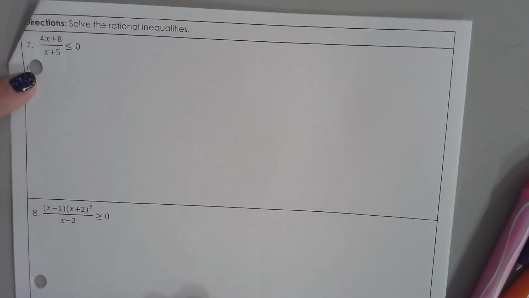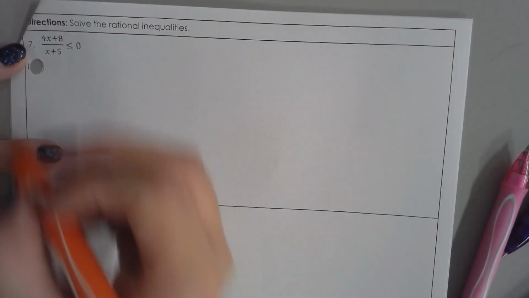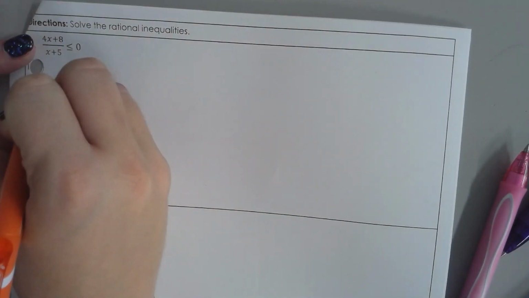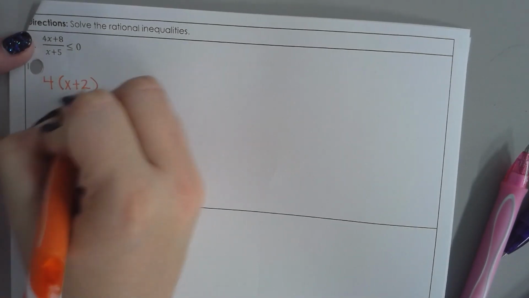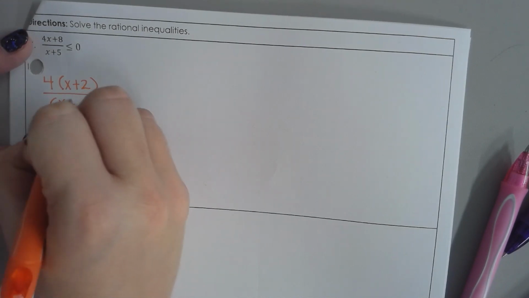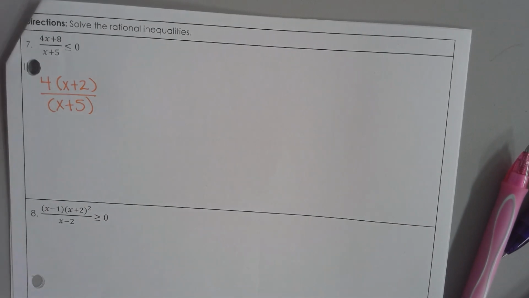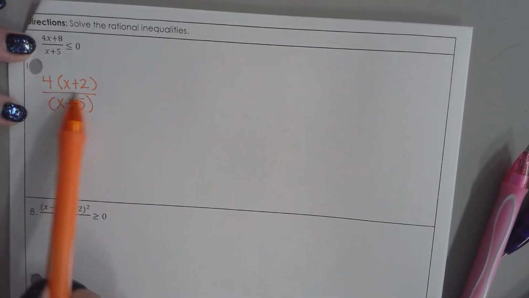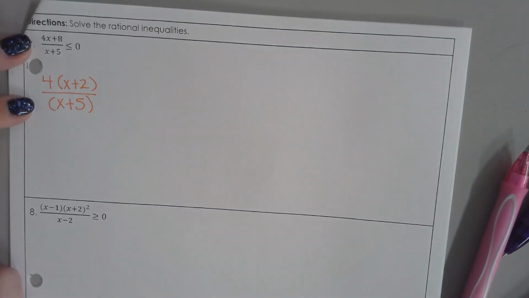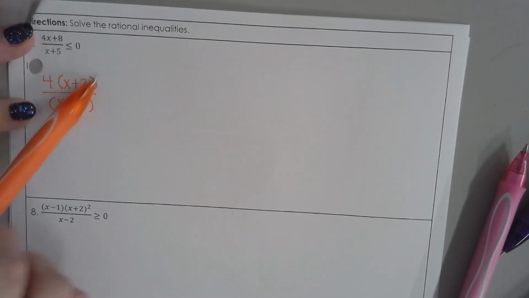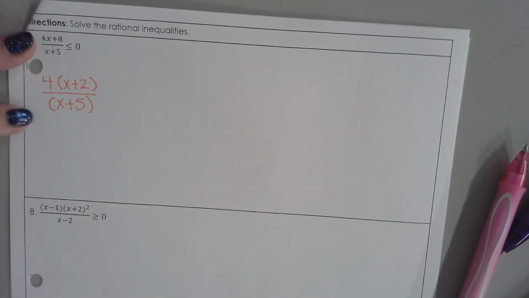All right, so number 7. That numerator does have a GCF of 4. It is important that you always test that out, because if I would have had an x plus 2 in the denominator, those would have canceled. So you always need to go ahead, even if you think it's not going to change anything, and factor out a GCF, because it might.